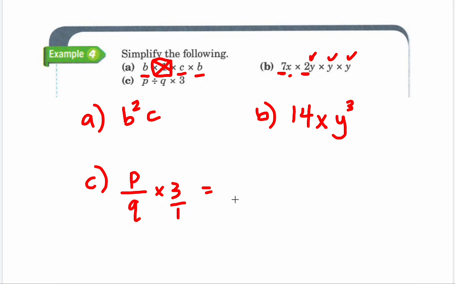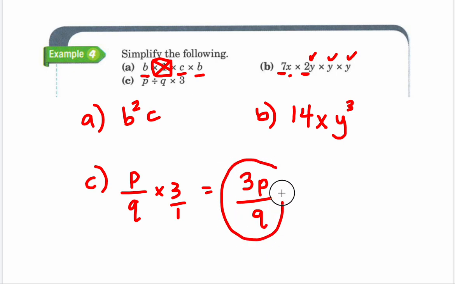We can multiply across. P times 3 would be 3 times p. We like to write the number first for order, so we can see the number first. Keep that division bar. And then on the bottom, it's q times 1. Remember, anything times 1 stays the same. So we can actually rewrite it like this. 3 times p divided by q. Looks so much easier to do compared to this long thing over here.